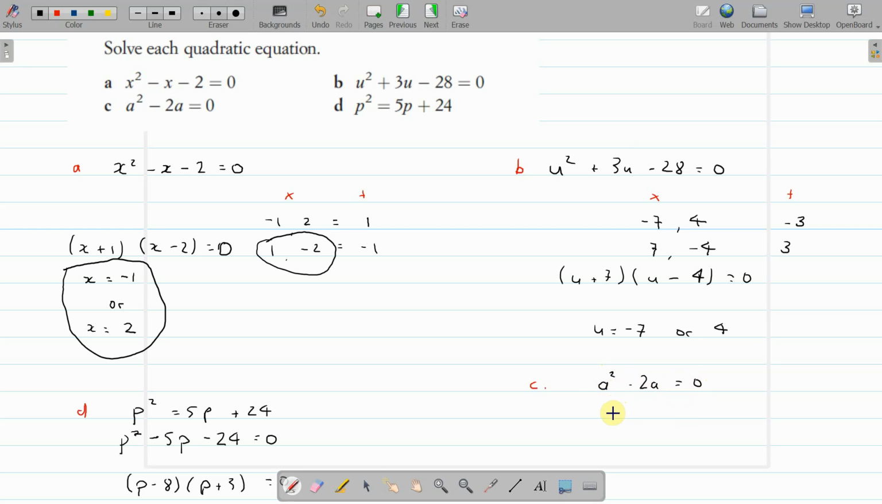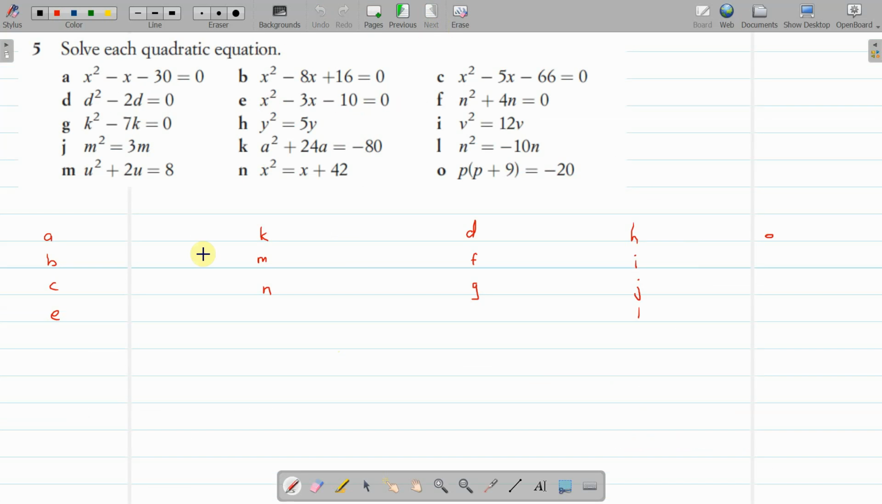So we have to factorize it this way, by taking out the a in the bracket. A times a is a squared, and a times minus 2 is minus 2a. So that's got to equal 0 or that. So a equals 0, or the opposite of that, plus 2. There we go. That's all those examples.